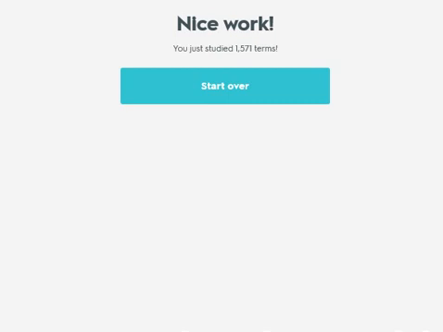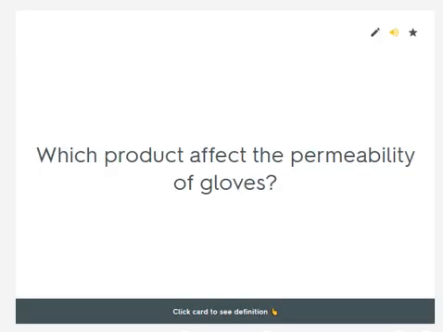Which product affects the permeability of gloves?